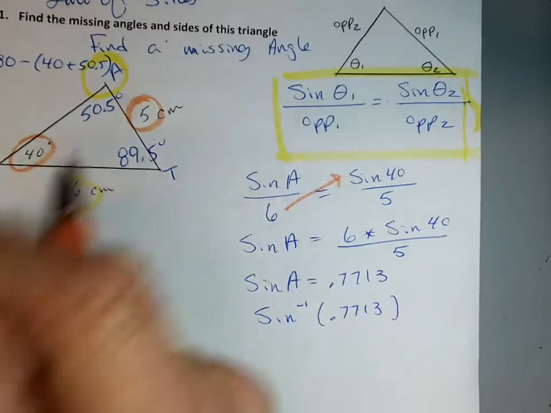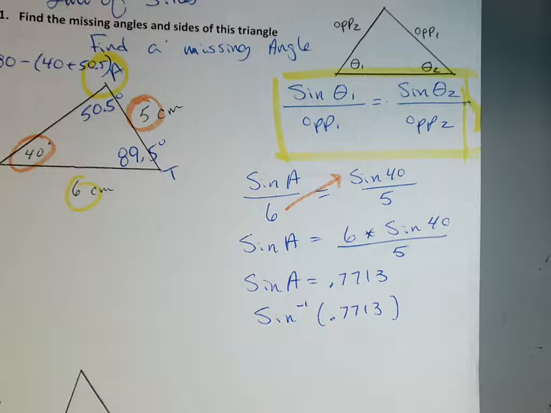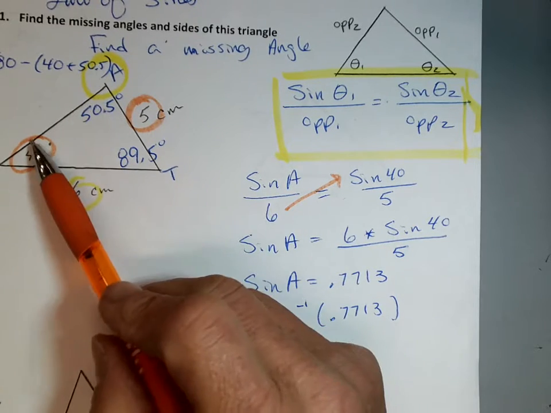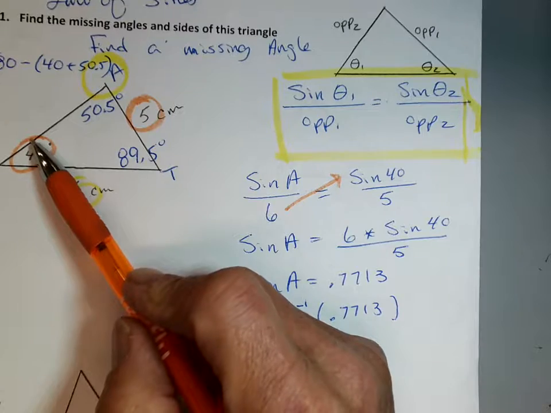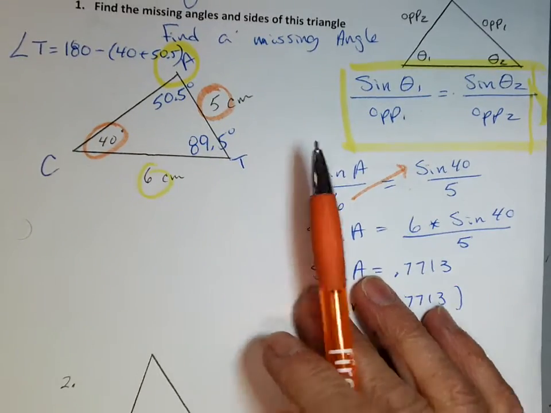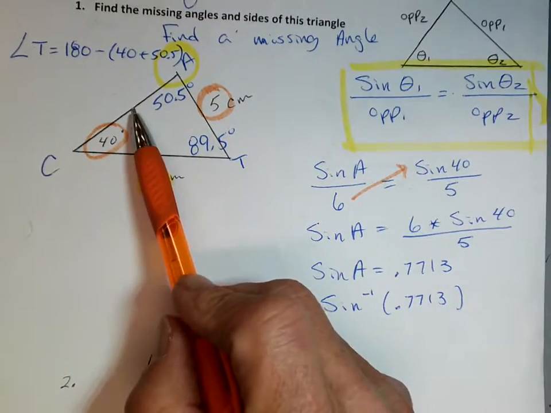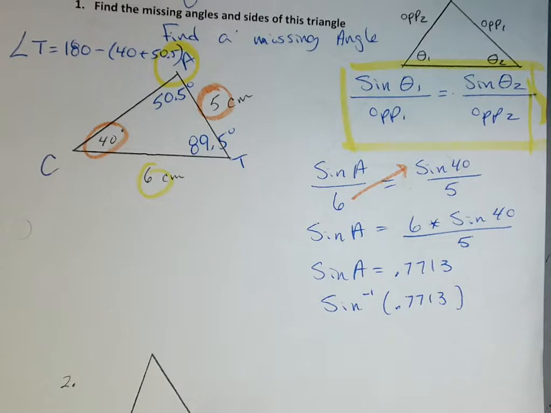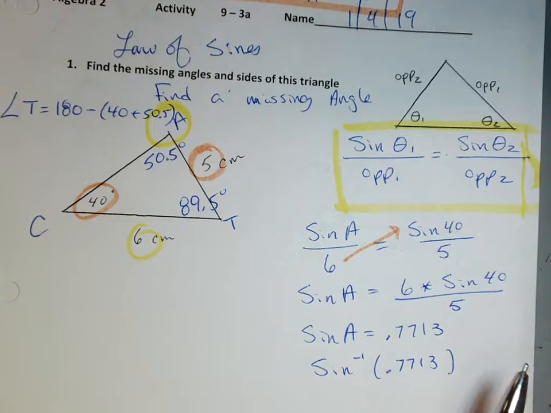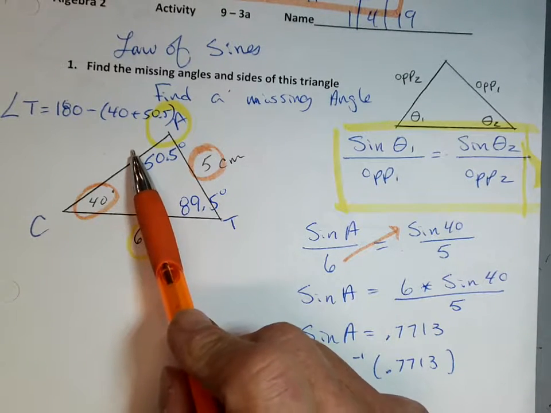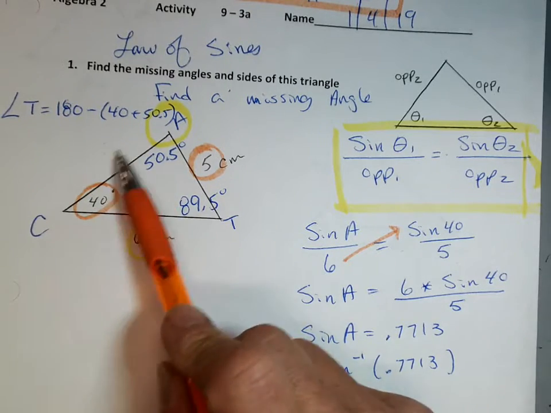Okay, how am I doing? So far so good? Well, here's my dilemma. If I want to find this third side, I can't use Pythagorean's theorem. Pythagorean's theorem will not work. So to find this third side, I'm going to use another technique. Again, I'm going to use the law of sines. So I'm going to come back to this.